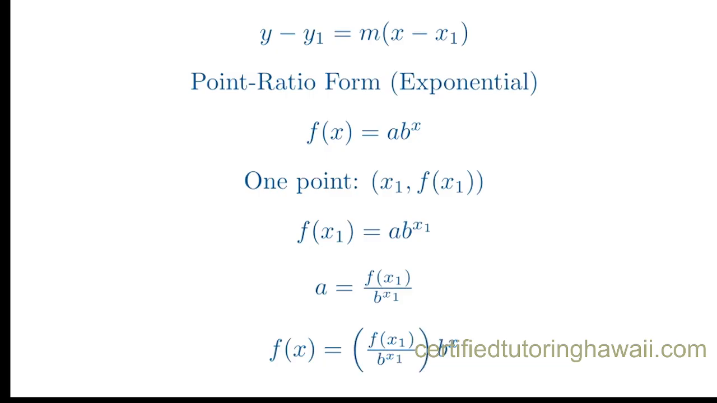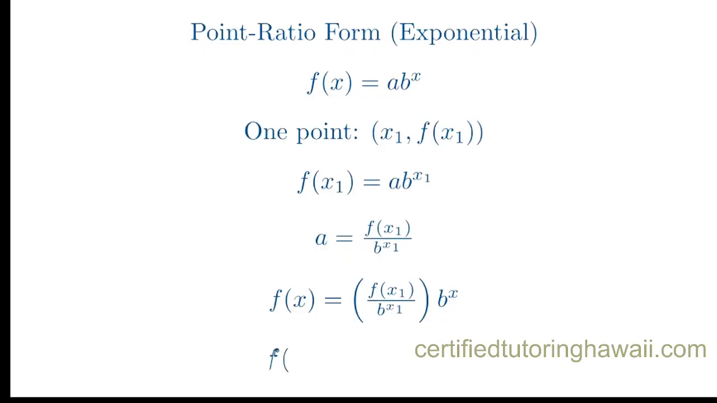Using the rules of exponents, we can simplify this. This simplifies to f of x equals f of x1 times b to the power of x minus x sub 1. This is our point-ratio form for an exponential function. Similar to the point-slope form, the point-ratio form is incredibly useful when you know the constant ratio b and any single point, x sub 1, f of x sub 1, on the graph. It allows you to build the exponential function directly without first finding the y-intercept a. This is a powerful tool to add to your toolkit for solving problems in AP Precalculus.